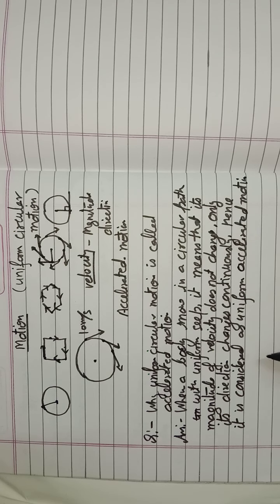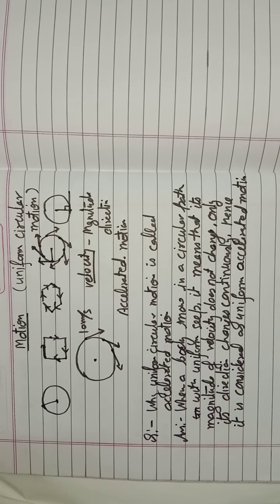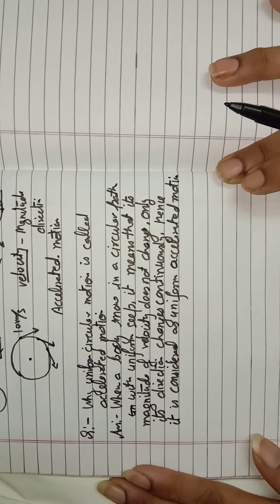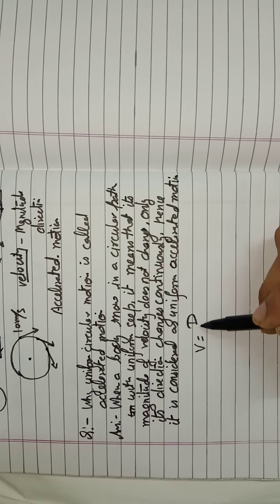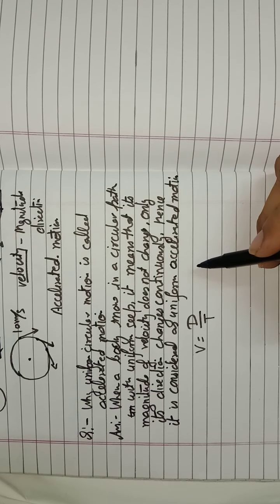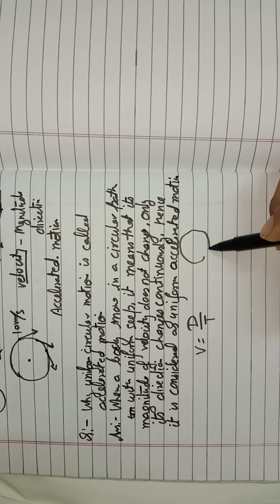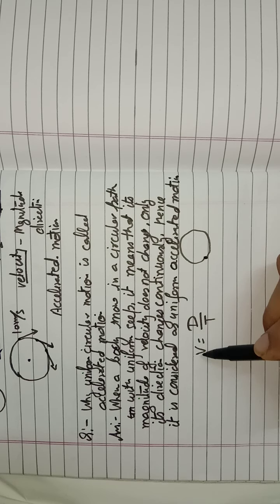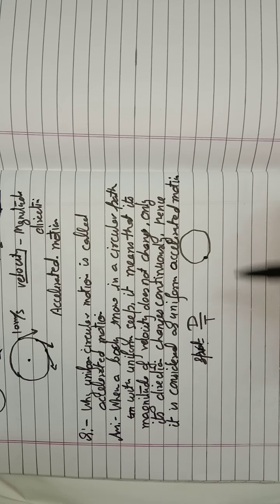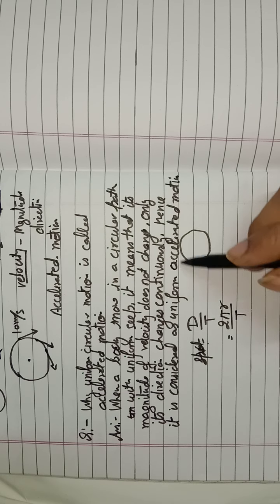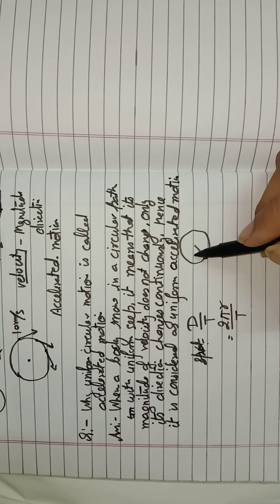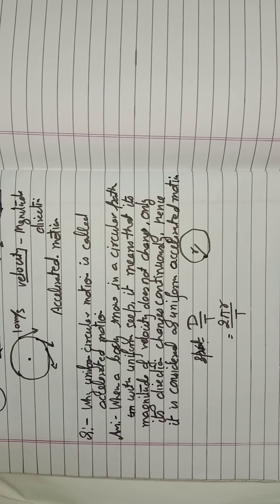You can find the velocity of a body if it is moving in a circular path. We know that velocity is equal to displacement upon time. Sorry. If you want to find the velocity or the speed of the body, first you have to find the circumference of the circle. Since the distance covered by the body is the circumference, we can say 2 pi r upon the time taken to complete one revolution. Here r is the radius of the circle. So this is the uniform circular motion.